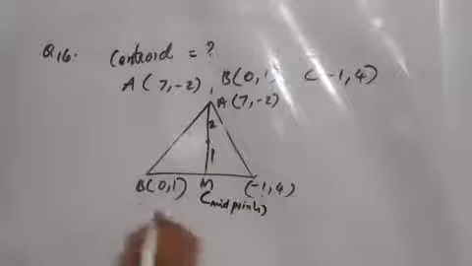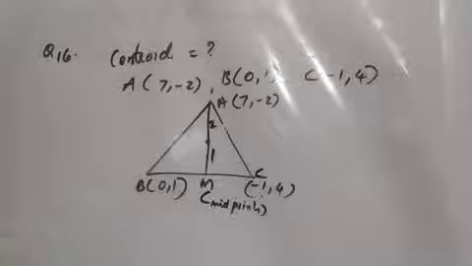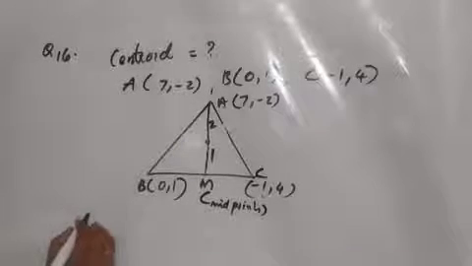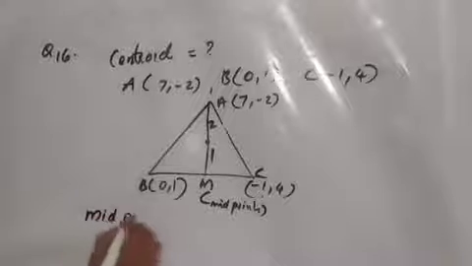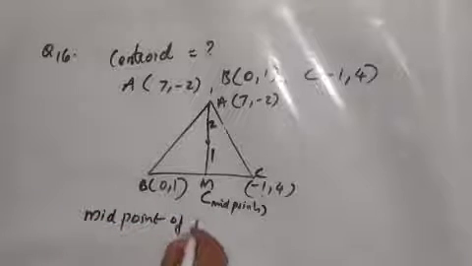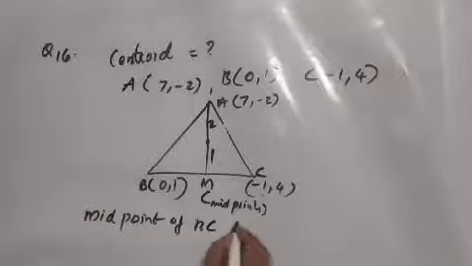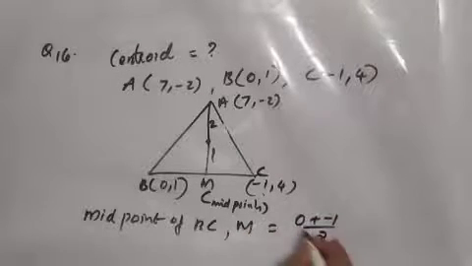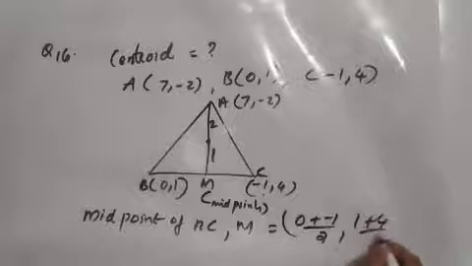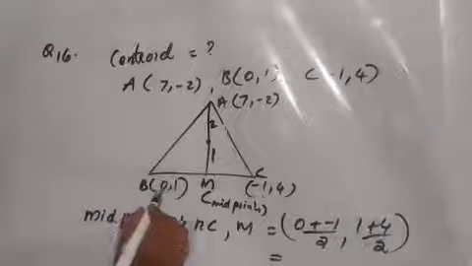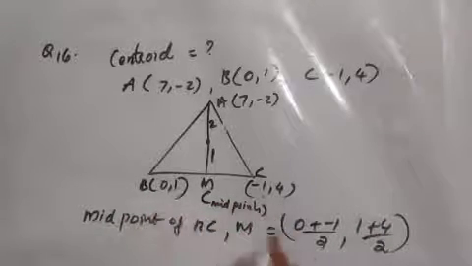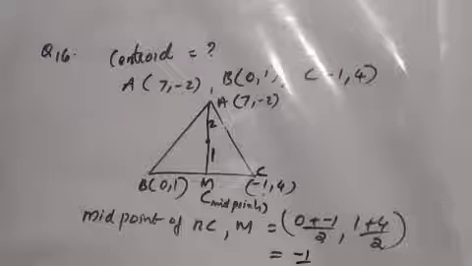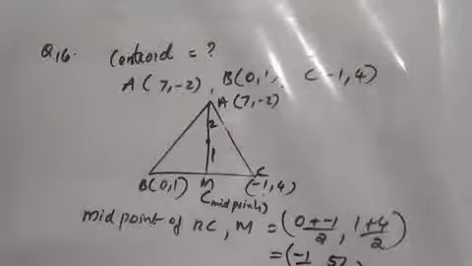Midpoint of line segment BC. Okay, so how can we obtain the midpoint? First we have to find the midpoint of BC, that is M is equal to (0 plus minus 1) by 2 and (1 plus 4) by 2. That is (x1 plus x2) by 2 and (y1 plus y2) by 2. Minus 1 by 2 and 5 by 2 are the coordinates.